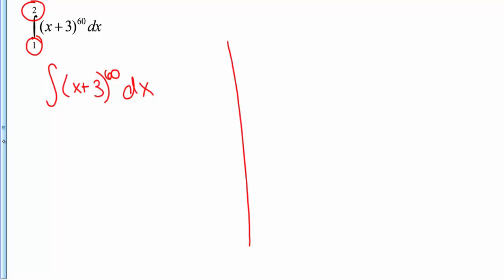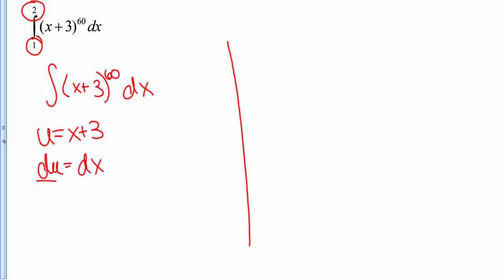How do I find the general antiderivative of (x plus 3) to the 60th? Do I need to do any kind of substitution? What do you think? Yeah, u equals x plus 3. Your other option is to FOIL out (x plus 3) to the 60th power, and that does not sound like fun. So u equals x plus 3, du equals dx.